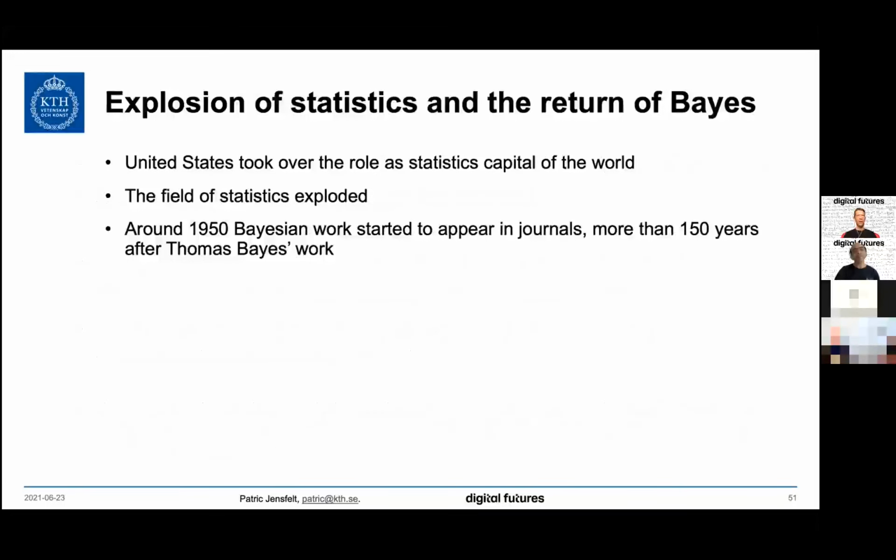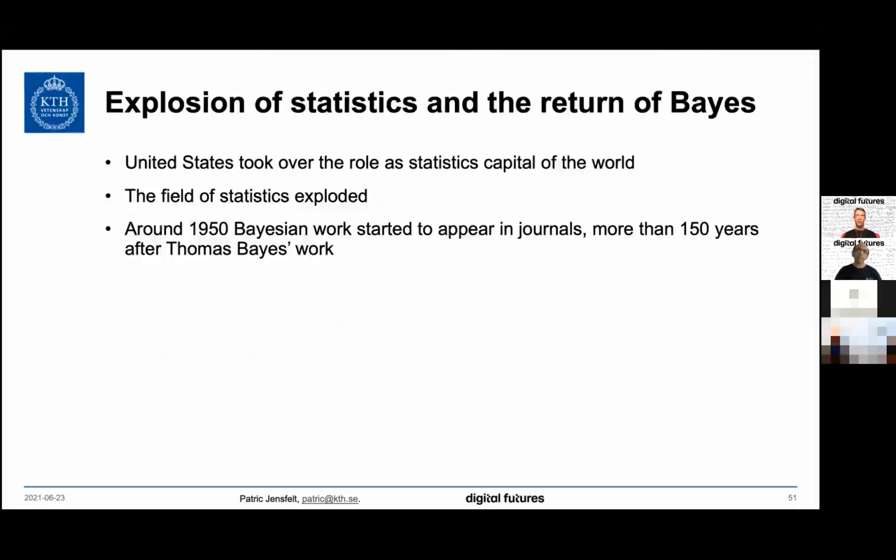After the Second World War, the epicenter of statistics moved from the UK to the United States, and the field exploded even more. A lot of people were hired, and around 1950, you actually started to see Bayesian work appear in journals. And this was 150 years or so after the initial theory was worked out.